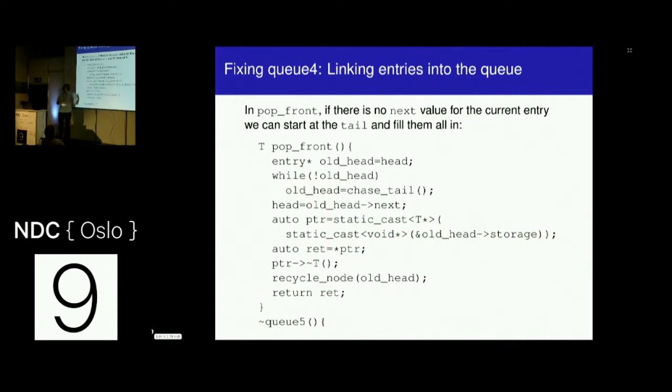So we'll look at how you do that in a second, but once we have chased through the tail, then we can load the next pointer, get the value, destroy the old, and then recycle our node back onto ready for reallocating for the next push.